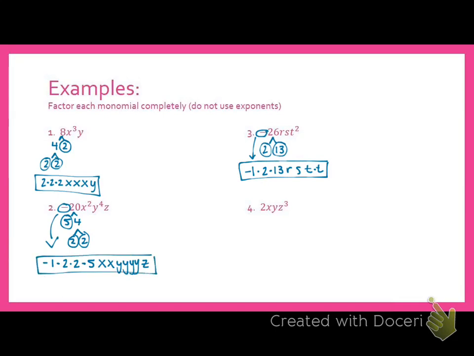Yes, because it's the prime factorization, so it's all the prime things being multiplied together. If you multiply the numbers together, you're just going to get back to this. We're undoing this. 2 is already prime, so that's circled. How many X's do I have? 1. How many Y's? How many Z's?